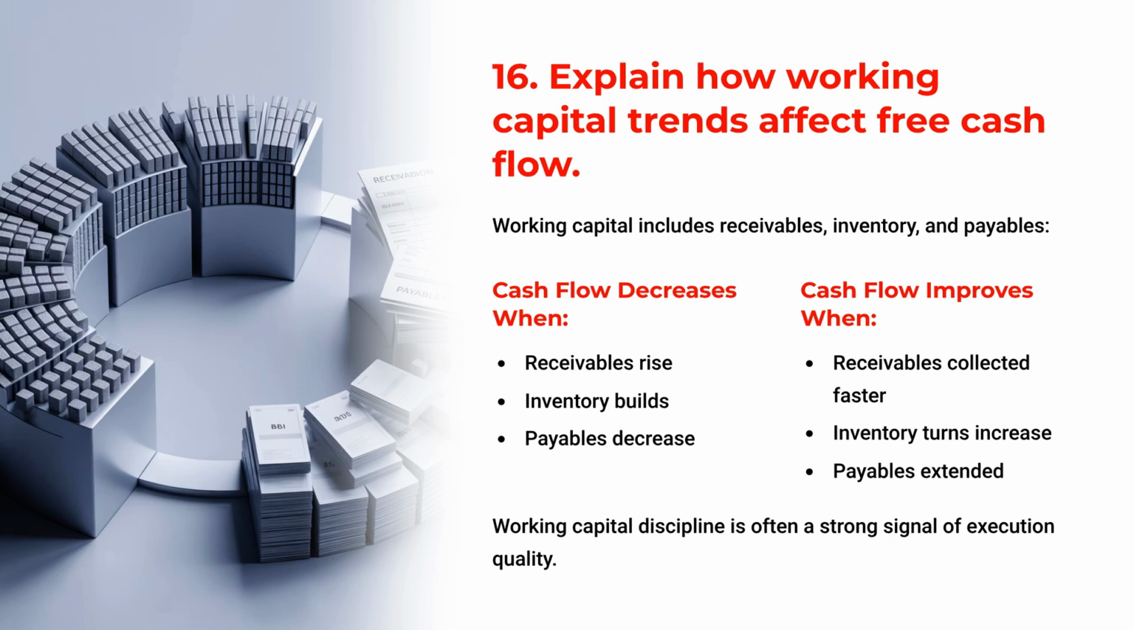Explain how working capital trends affect free cash flow. Working capital includes receivables, inventory, and payables. If receivables rise or inventory builds, cash flow falls. If payables rise, cash flow improves temporarily. Free cash flow improves when working capital turns faster. Working capital discipline is often a strong signal of execution quality.